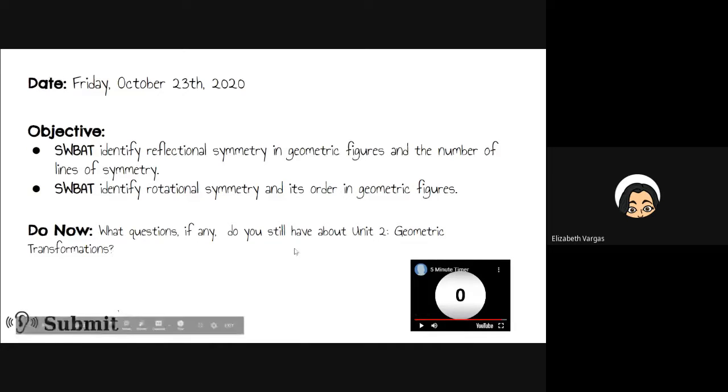Okay, wonderful. So today's lesson is going to be very brief. Most of what I'm going to be sharing today you may have seen before, so I'll make it as brief as possible. Our objectives are students will be able to identify reflectional symmetry in geometric figures and the number of lines of symmetry, and students will be able to identify rotational symmetry and its order in geometric figures. Does anyone have any questions before I begin? Questions?